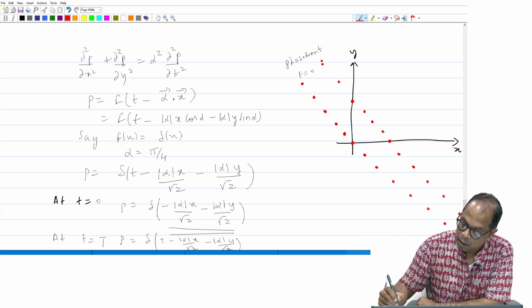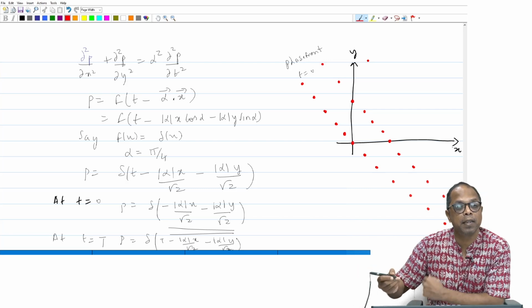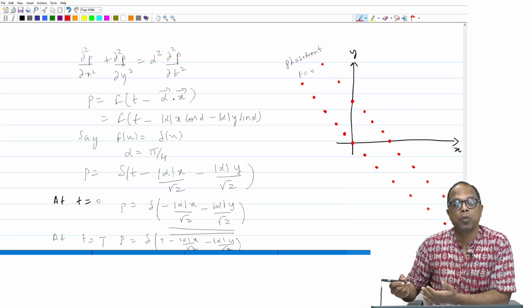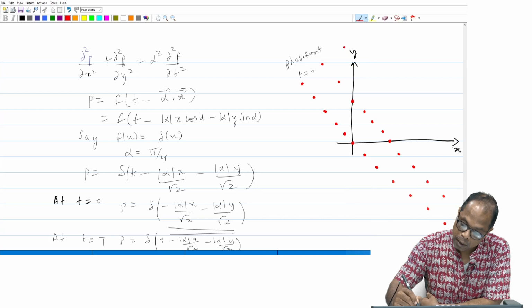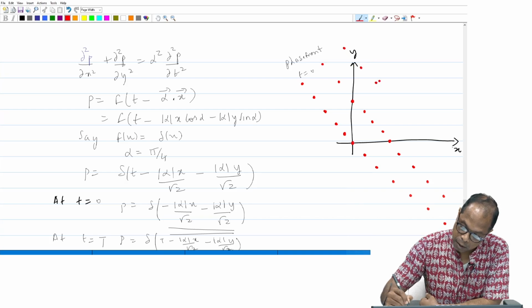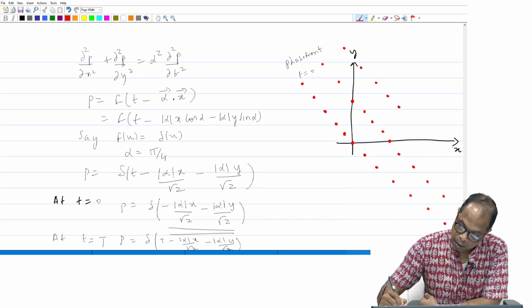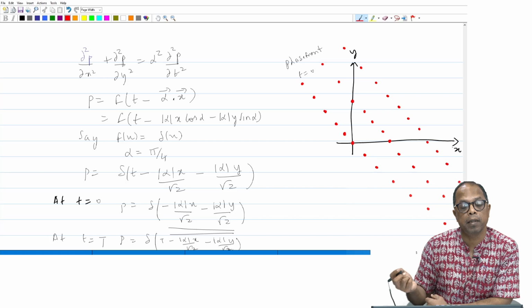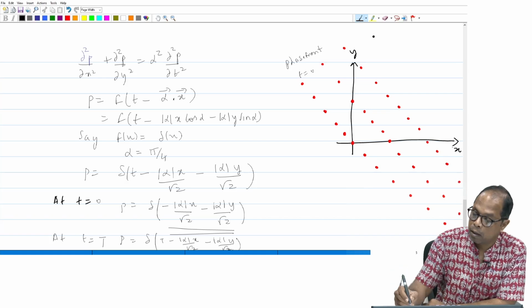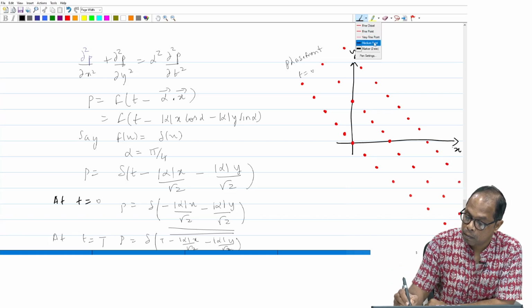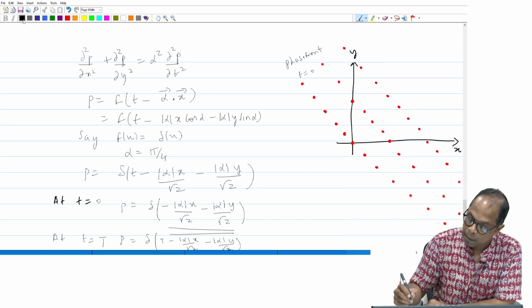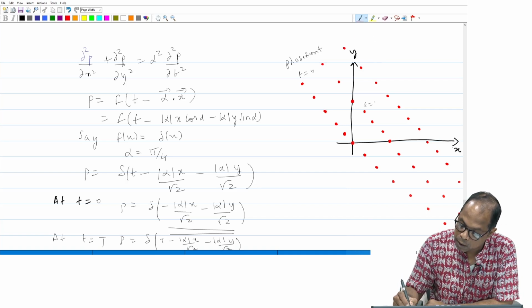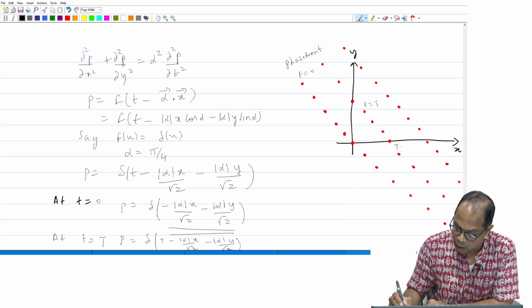And then in advancing it further, say I take t equals twice capital T, then I get this. So this is how the phase fronts propagate away from the origin as you advance in time. Now this guy is t equals capital T. So this is some t.